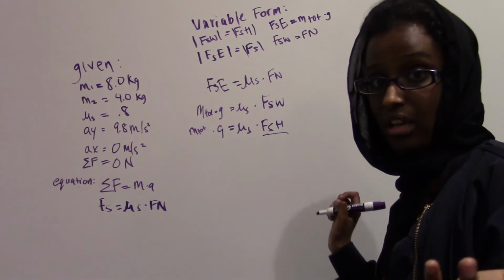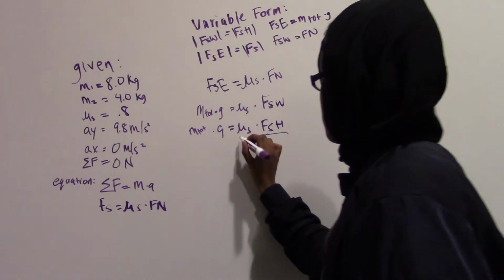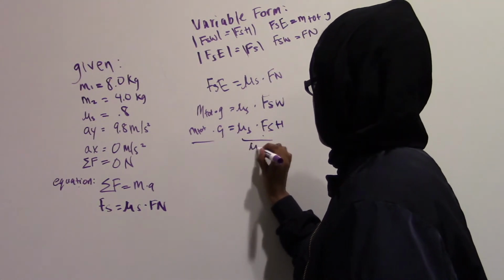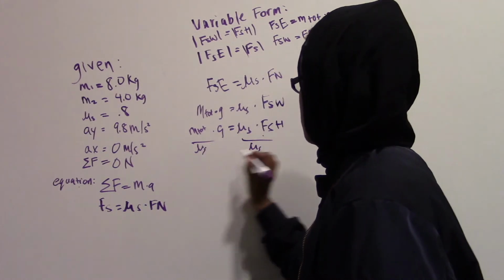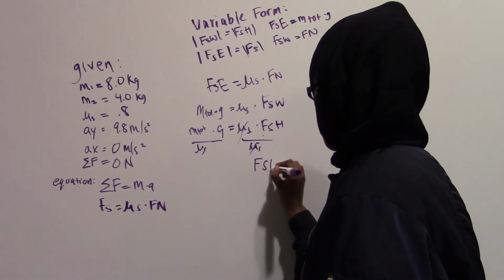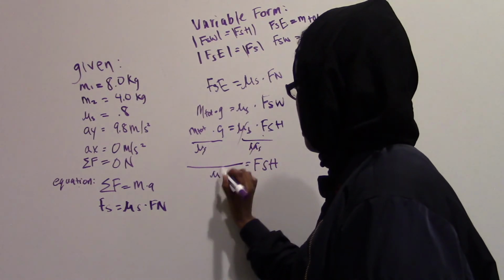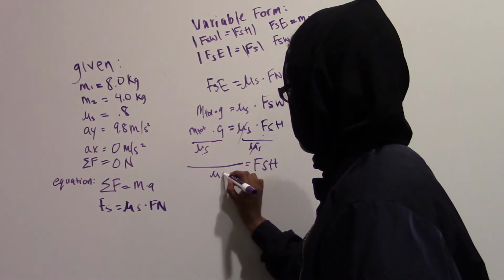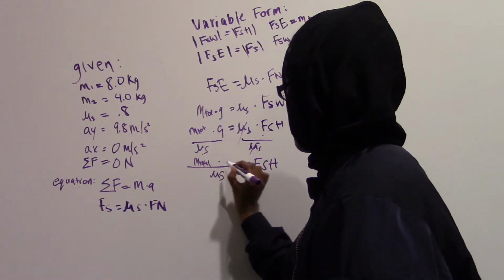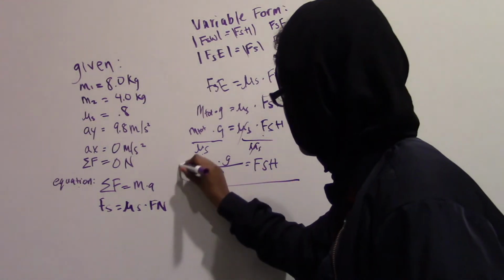So now it's just algebra. We're going to divide both sides by mu s. Let's just do that. So erase this underline. Mu s, boop, boop. And now we have F sub H, right? What we're looking for, is equal to mu S times mass total times G. Okay, now we have one equation.